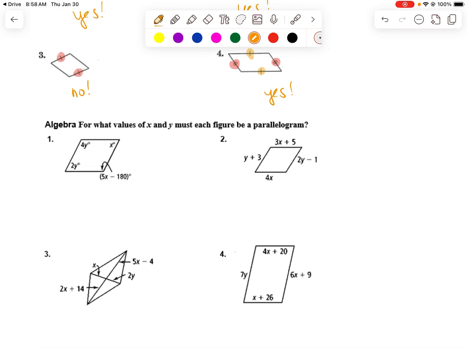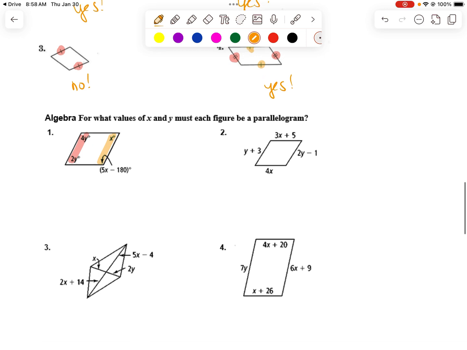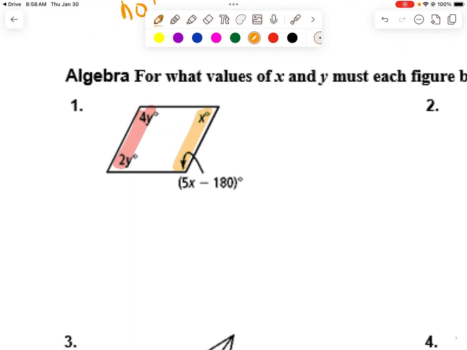Okay, for number 1, now it says, for what values of x and y must each figure be a parallelogram? Okay, so now we're going to use those properties. When we look at these, we want to use the same variable. So we're going to use x's and we're going to use y's. In order for this to be a parallelogram, what would have to happen with these 2 angles? We know that those 2 angles would have to be supplementary. So we're going to do 4y plus 2y equals 180. So we get 6y equals 180, so that y equals 30.